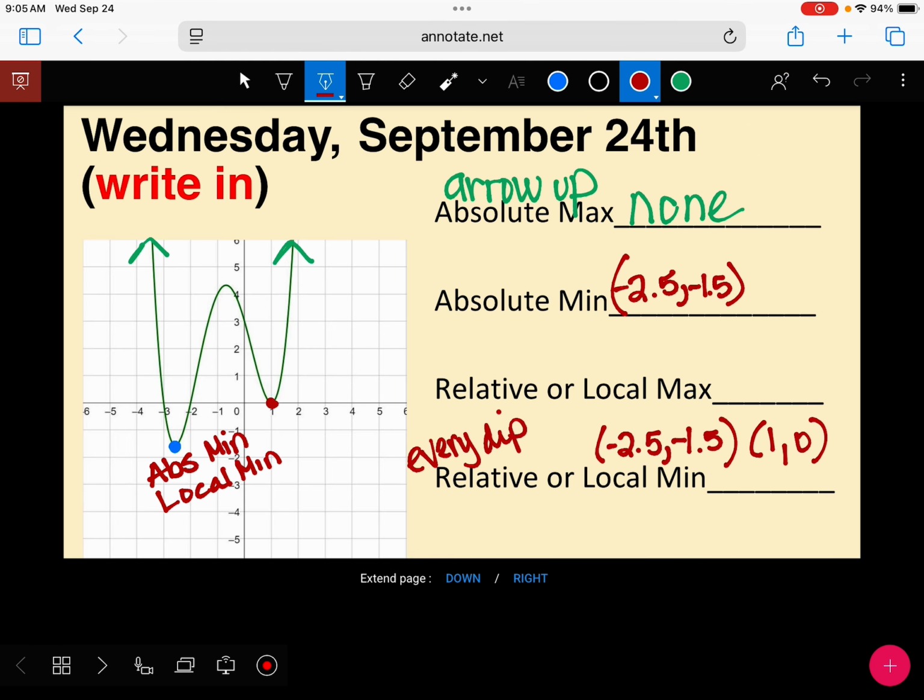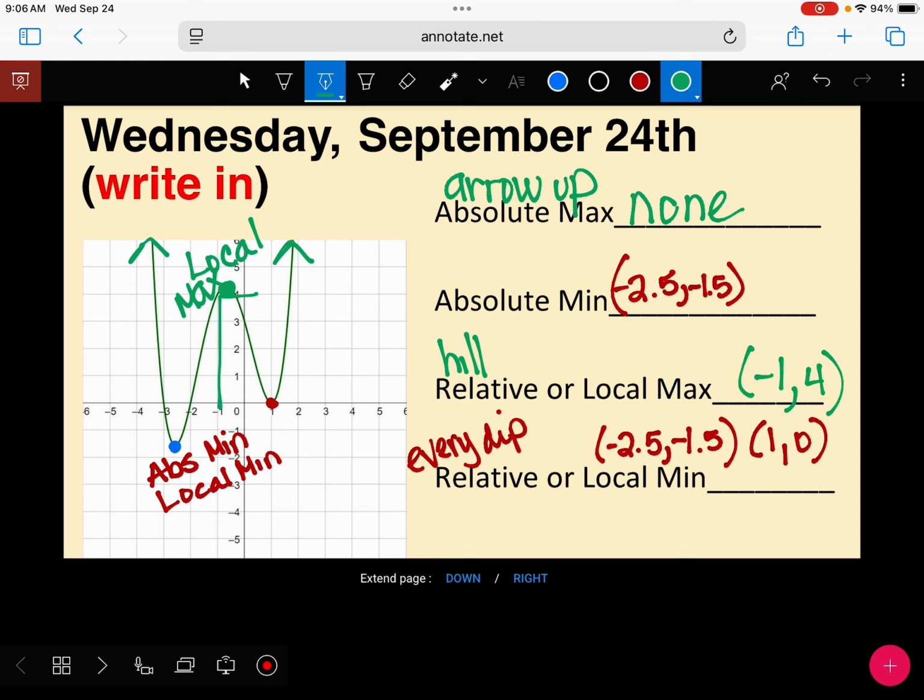Do you see a hilltop in this graph? I do too. There is a hilltop right here. That's called a local max. So we don't have a highest point, but we do have a hill. So I'm going to round that up. I'm going to say that that's at -1.4.